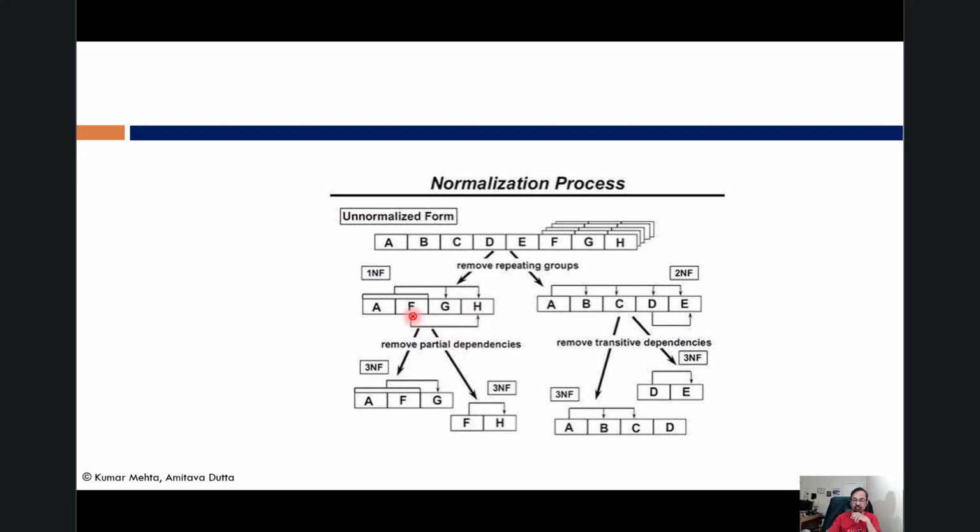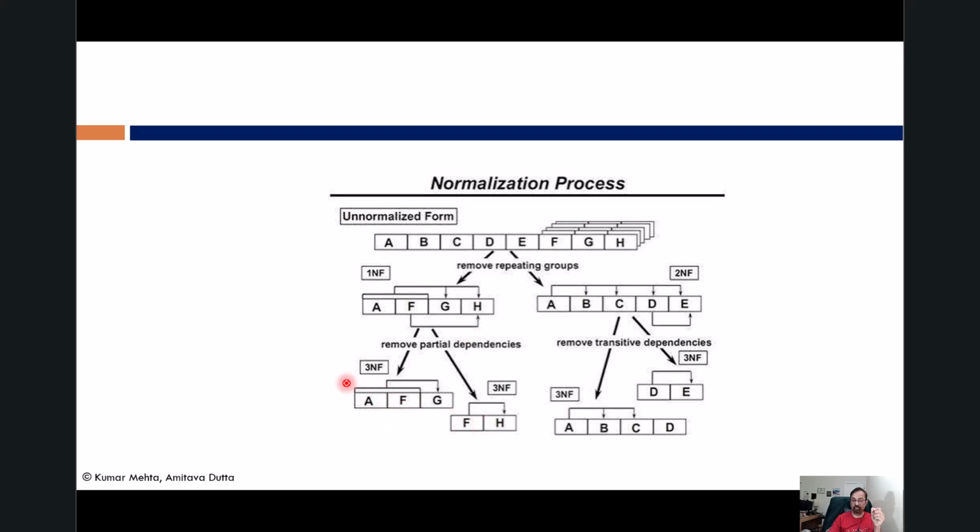So here's the partial dependency, F and H, F determining H. So I pull that out and I create a separate table. For this table, F is the primary key. And what remains is this composite primary key AF and the remaining non-key attribute G. So I hope you saw how this table was broken up into 2 tables in second normal form.